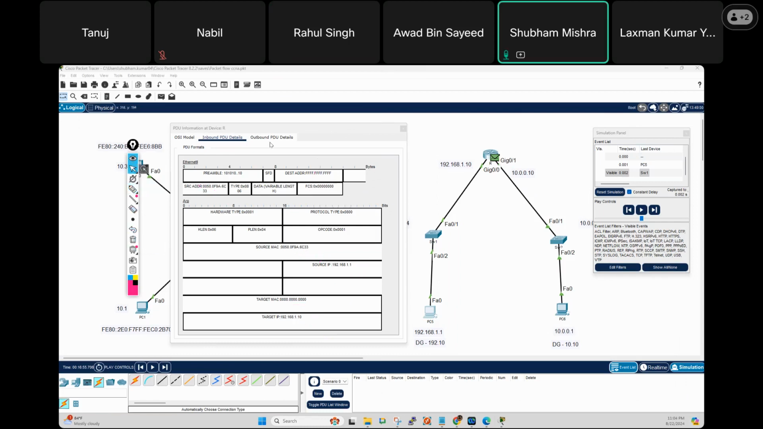The router receives it. This is the outbound. It means the router sends the reply, right? This is the ARP reply. Understand? Yes or no? Tell me.